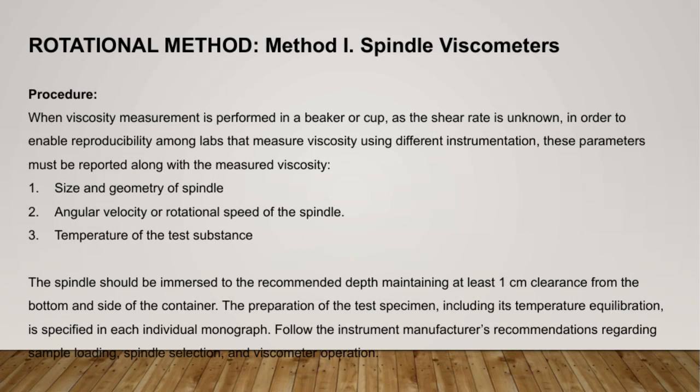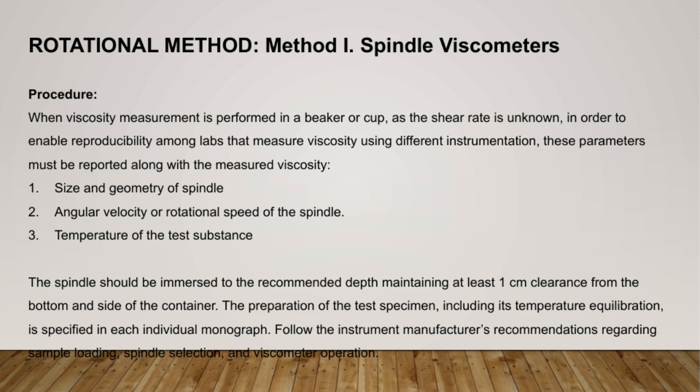Now, let's talk about the rotational method, specifically Method I, which involves spindle viscometers. When we measure viscosity using this method, especially in a beaker or cup, it's important to recognize that the shear rate we apply isn't always known beforehand. To ensure that our results are reproducible across different labs and instruments, we need to report certain parameters alongside the viscosity value. These include the size and geometry of the spindle we use, as well as the angular velocity or rotational speed at which the spindle turns. Additionally, recording the temperature of the test substance is crucial, since viscosity is highly temperature-dependent.